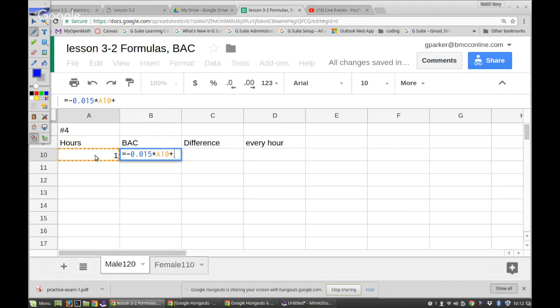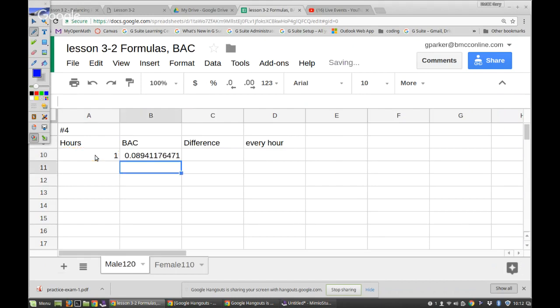If I calculate on the fly, it's going to be parentheses to start the numerator, 2.84 from our formula, times the number of drinks. How many drinks was it here? 3. Close the numerator, divide, parentheses, start the denominator, and then his weight was 120 times the gender factor, since he's male, is 0.68. So I'll get about the same number. It's going to show me way more decimal places, and I can always choose to see fewer decimal places, which is like rounding.